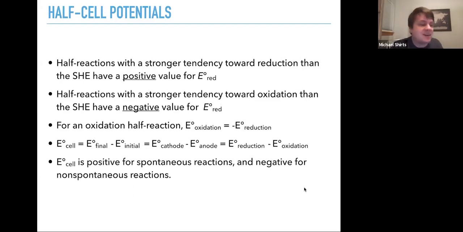And so E cell is positive for spontaneous reactions and negative for non-spontaneous reactions. So this is the opposite of delta G, right? Delta G negative means spontaneous. E cell is positive for spontaneous reactions, negative for non-spontaneous reactions. A way to think about this is that if it's a spontaneous reaction, you can get potential energy out of it. Aha, I can get energy out. My E cell is positive if it's a spontaneous reaction. And if it's negative, it's non-spontaneous, I get no energy out of that. I have to put energy in for that to happen.